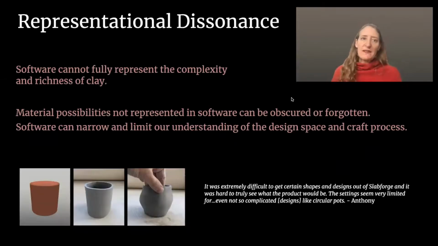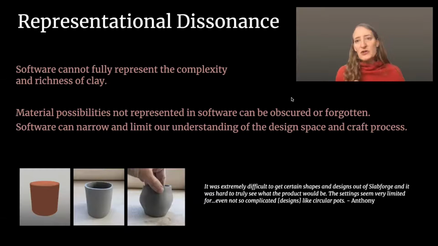The first friction that I wanted to talk about is what we call representational dissonance. What we mean by that is essentially that software can't really fully represent the complexity and richness of an entire craft. There are a range of material possibilities that are not fully represented in software, and those possibilities can be obscured or forgotten. Forms often deviate really significantly from the templates they're based on.